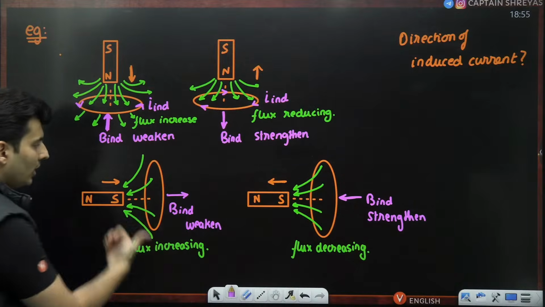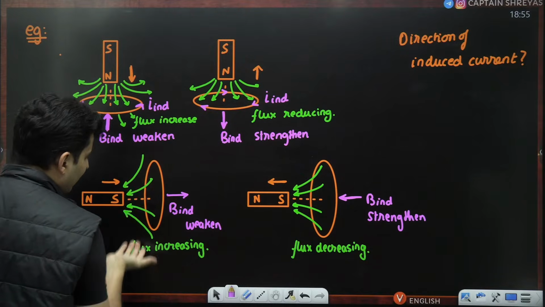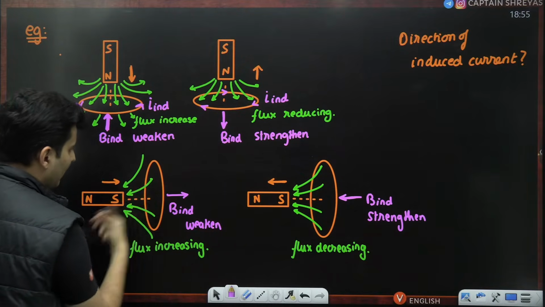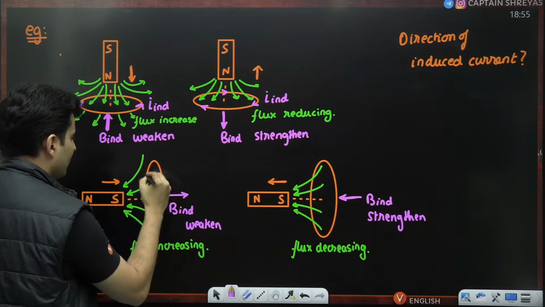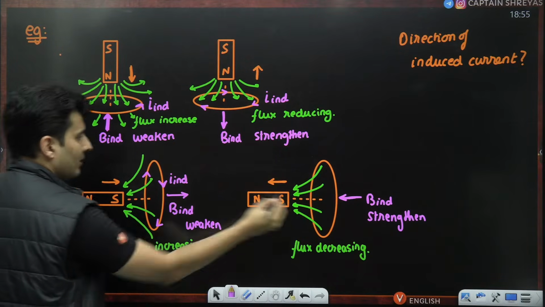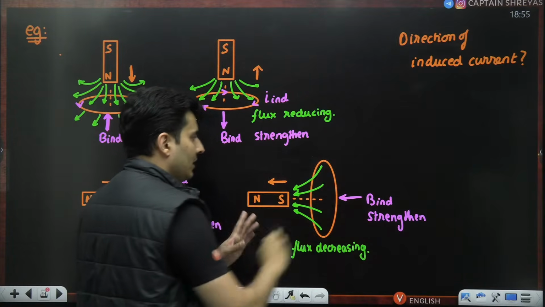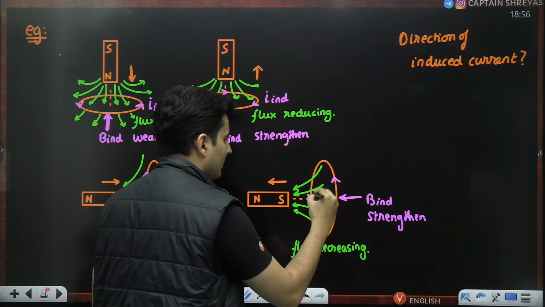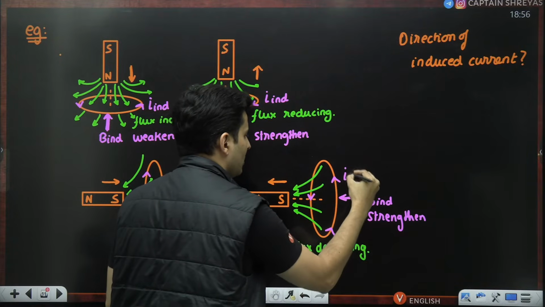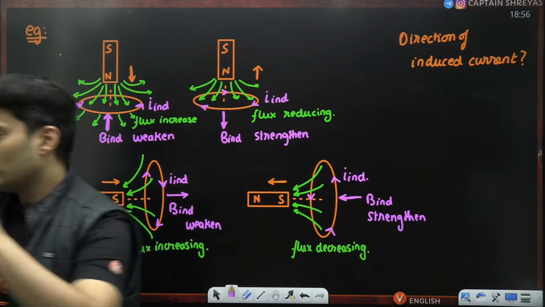Okay. Hold your thumb like this in the direction of the induced field. See how the fingers are coming. Curled fingers are coming like this. So this is the direction of the induced current. Whereas over here, hold the thumb like this, the fingers go like that. So this is the direction of the induced current. This is how you apply Lenz's law to get the directions.